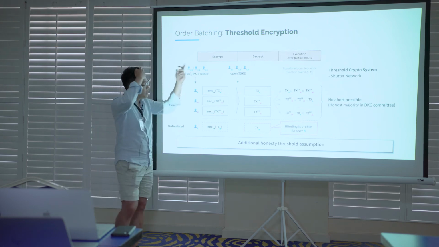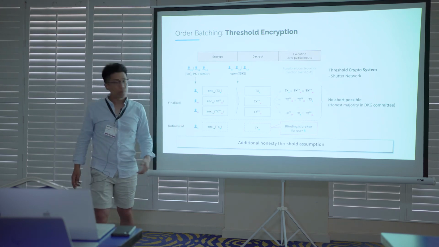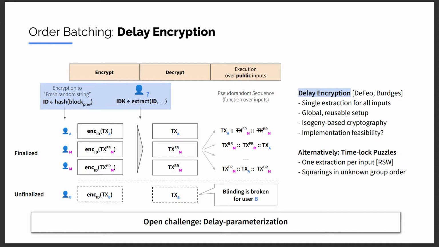So that's potentially a UX challenge. Okay, but now we've introduced some committee, so there's some additional honesty threshold assumption. Can we get rid of that? And I think there is some hope, at least theoretically. One can imagine having a delay encryption scheme. Here we encrypt to some fresh random string, for example the hash of the previous block. So we're encrypting to an ID session. Any user that is willing to perform the extract step is able to produce the session key with which we can then decrypt these transactions. This does not require a specific honesty threshold. We can potentially incentivize some rational actor to perform this.